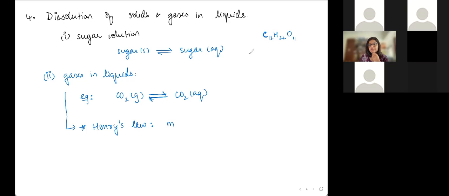No. So the difference: sugar liquid means that the sugar is literally in liquid state. You're melting sugar and getting it in liquid form. Aqueous means sugar mixed in water. So you will understand that sugar is dissolved in water. Sugar solid means it's just solid, like solid sugar, whatever is there in your sugar box. It's like that.